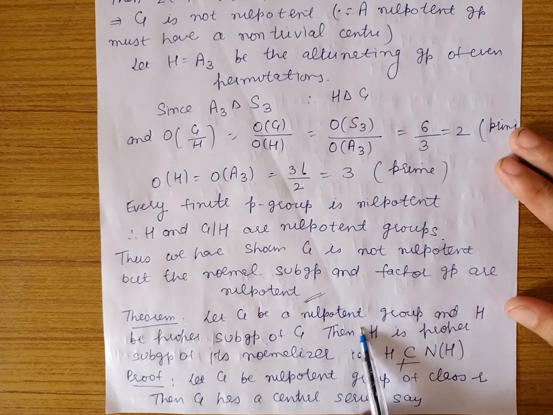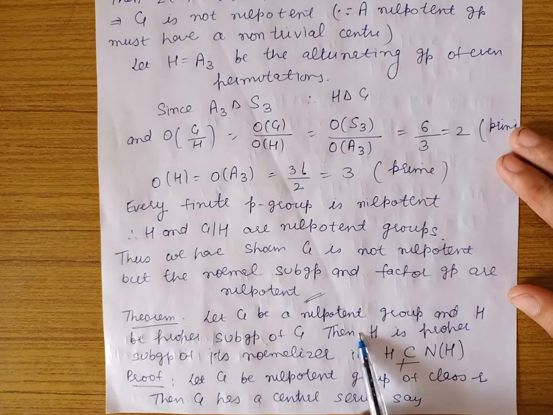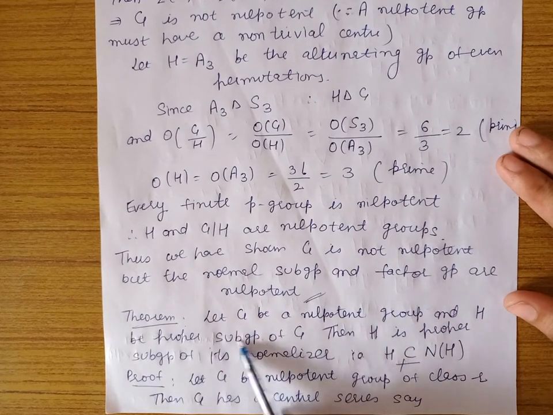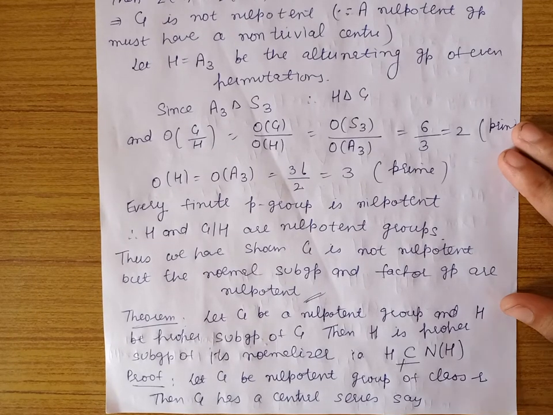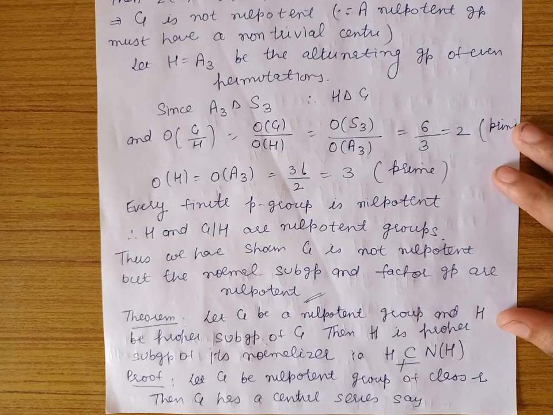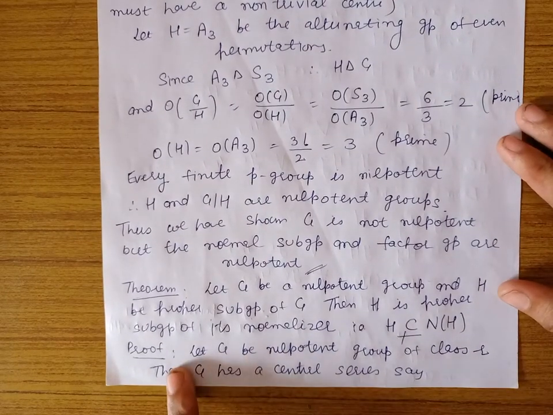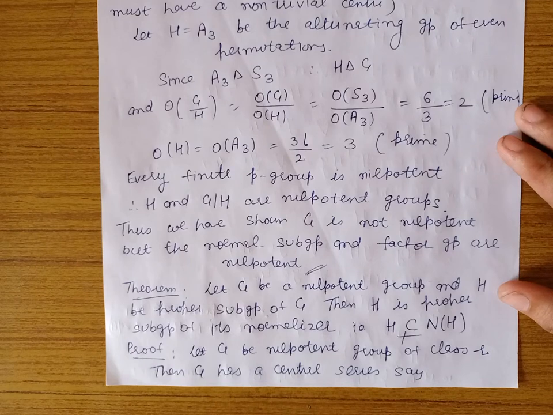Our first theorem today is: let G be a nilpotent group and H a proper subgroup of G. Then we are to prove that H is a proper subgroup of its normalizer. It means if we take a proper subgroup of a nilpotent group, then that proper subgroup is also a proper subgroup of its normalizer. To prove this, let us take G to be a nilpotent group having nilpotency class R.